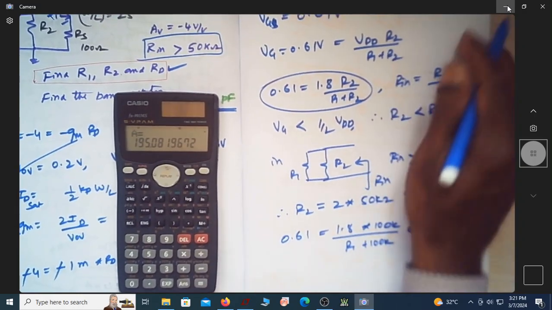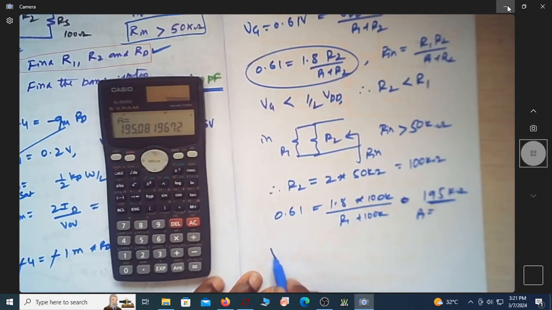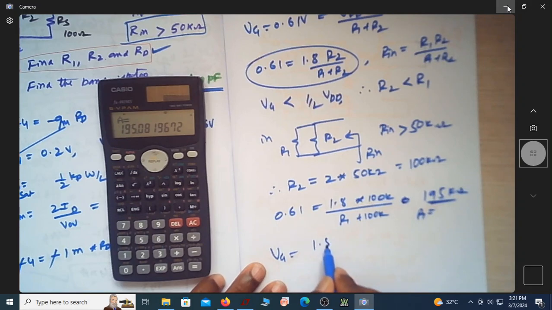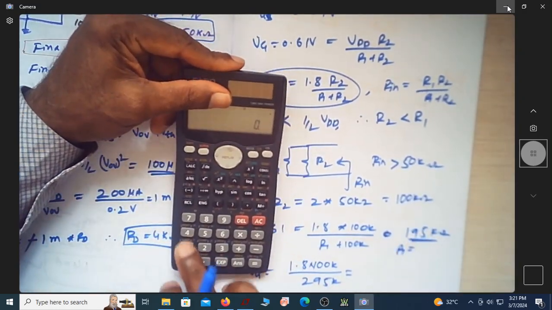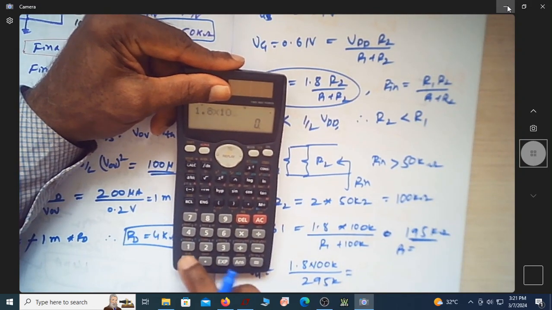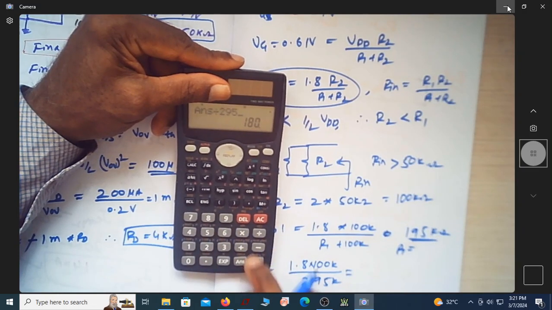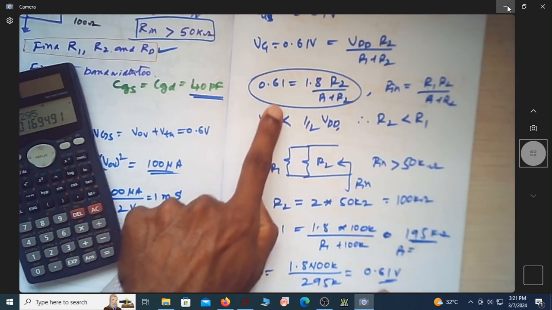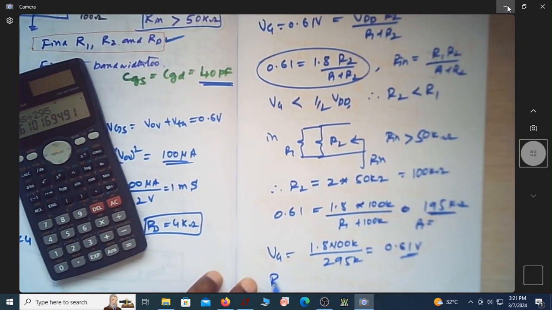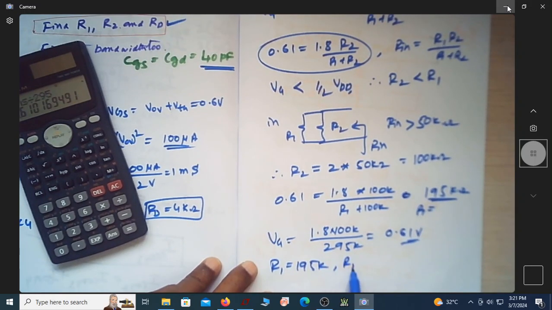So let us use this equation. What is VG? It is 1.8 into 100k divided by 295k. So how much is this? Just for cross verification, 1.8 into 100 divided by 295. Can you see it is 0.61 volt? This is what is expected. So the value of R1 is 195k, the value of R2 is 100k.